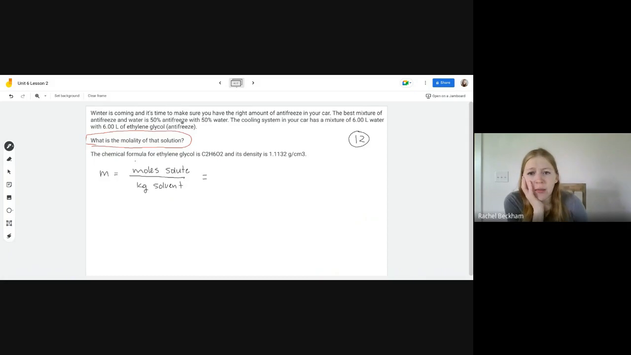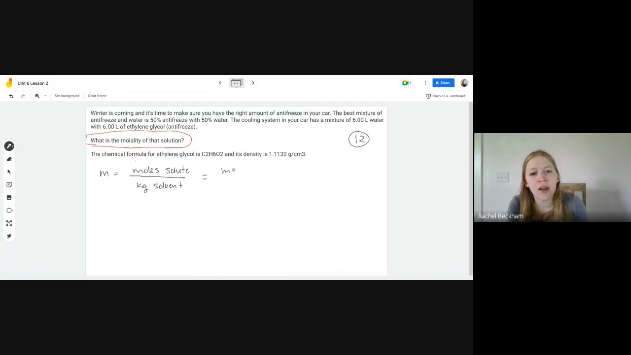The cooling system in your car has a mixture of 6 liters of water with 6 liters of ethylene glycol, which is antifreeze. What is the molality of that solution? Typically the solute is the thing that's smaller, but we have a 50-50 mixture. Normally it's like 60-40 and you know which one's smaller and which one's bigger. But if you have a 50-50 situation, then the water is going to be the solvent.